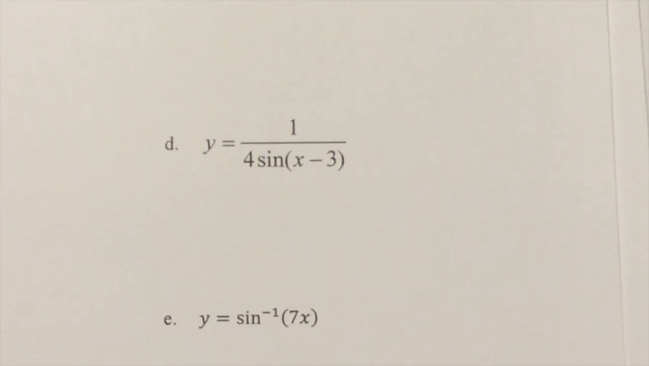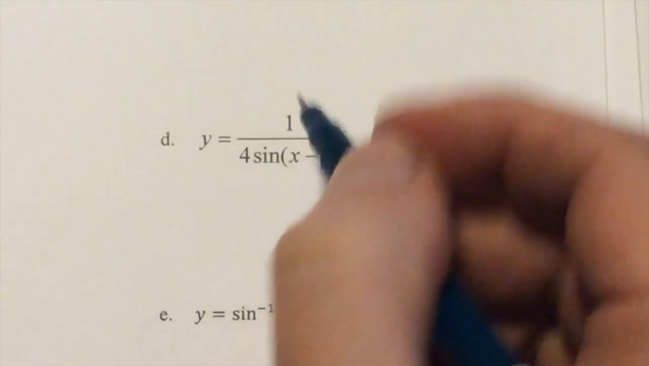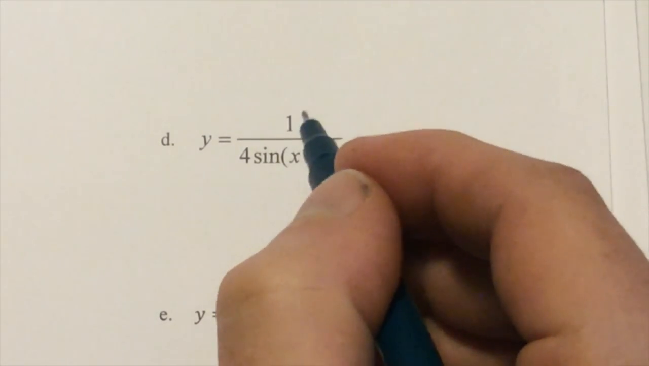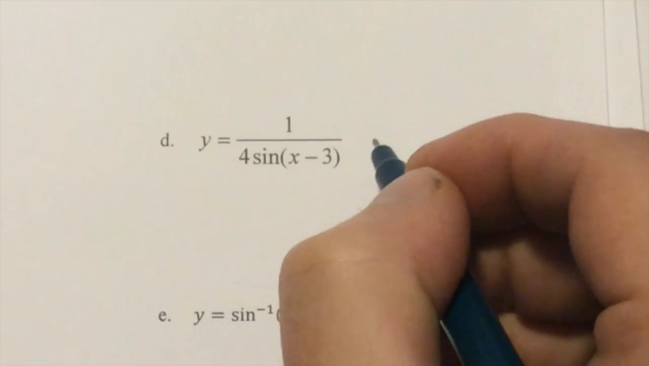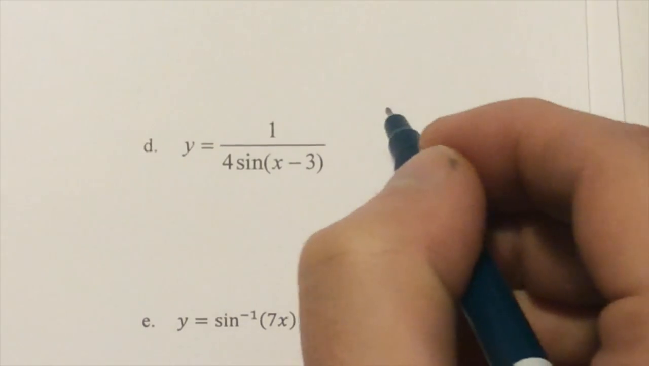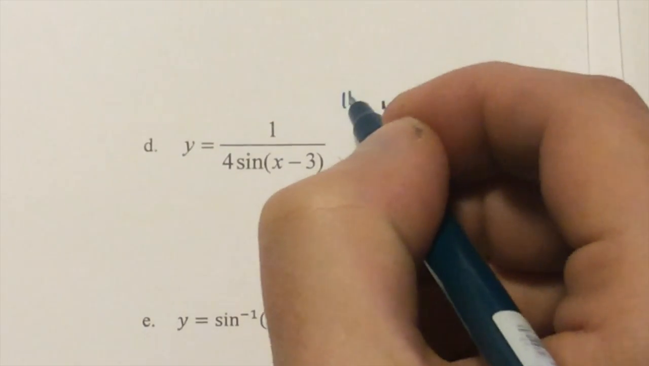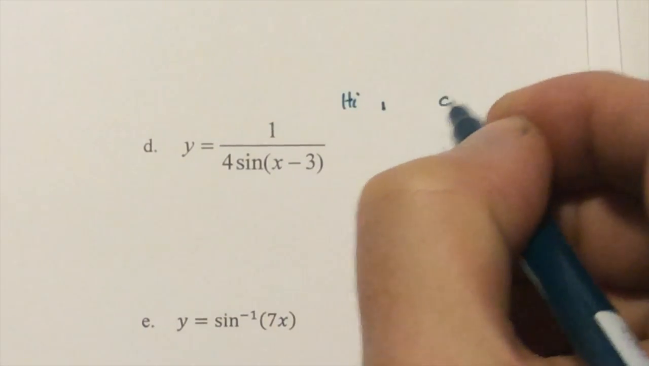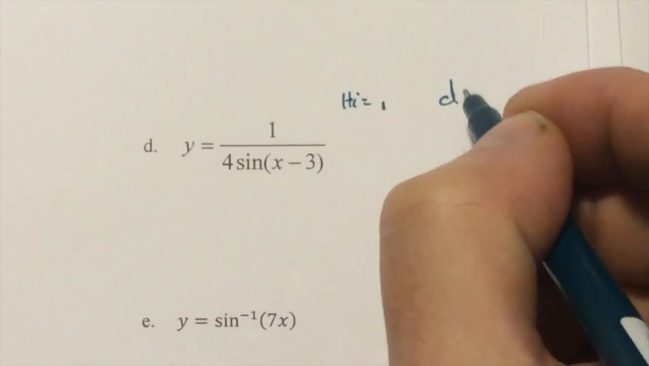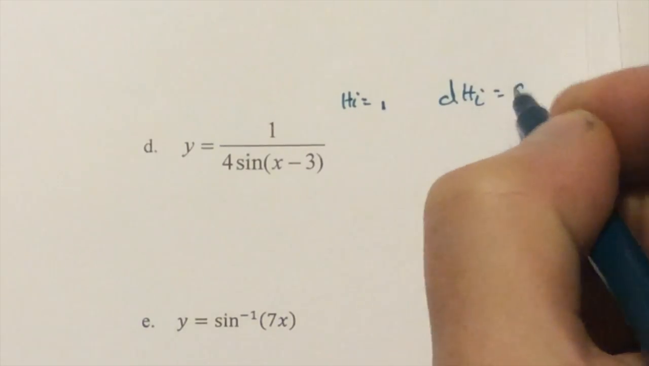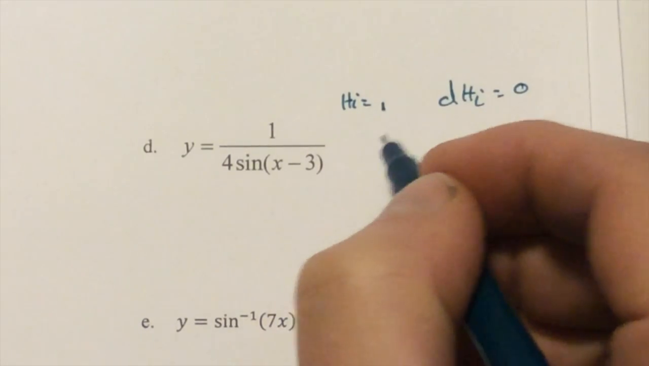Moving on. Let's look at D, E, and F. I have the derivative of 1 over something. So this is a quotient rule. My high function is 1, so d high is 0. That makes it a little easier.